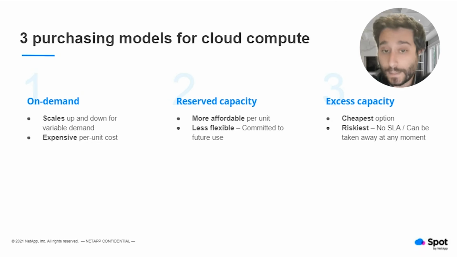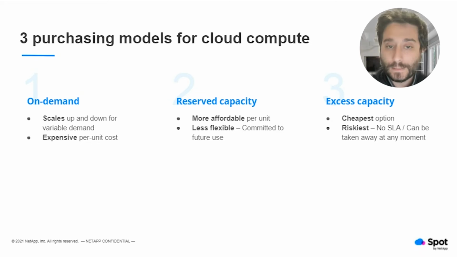The last one is excess capacity, which is actually the spare capacity of the data centers of the cloud providers, let's say AWS, Azure, GCP. This is the cheapest option, but it is the riskiest one as well, because there's no SLA, and it can be taken away at any moment by design. If there's a shortage of infrastructure in the data center, and you're using a Spot instance of M5 extra large, and a customer wants to pay the full on-demand price, it will be taken away from you for this customer.